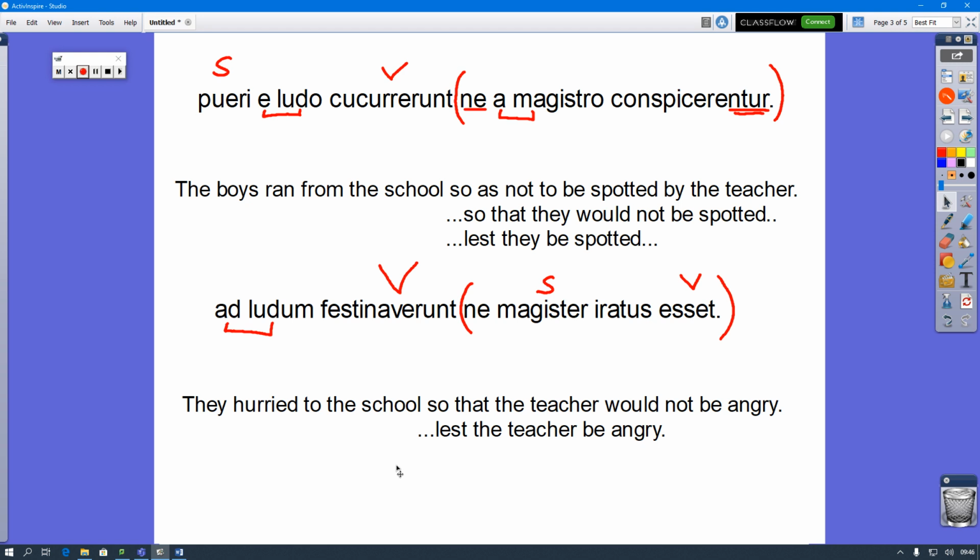So negative final clauses are a little bit more complicated than the positive ones, and you have to get used to this idea of so that, not, to make it work better.